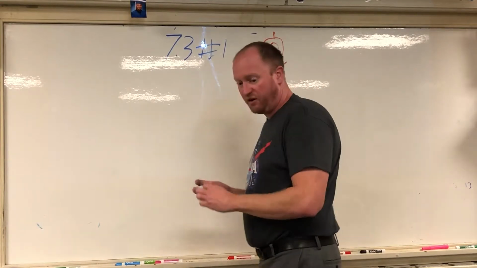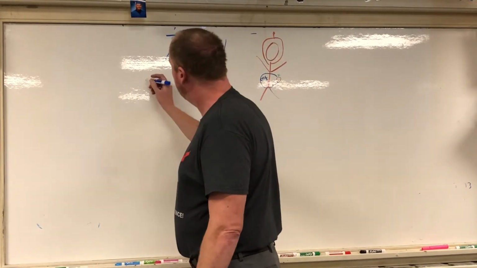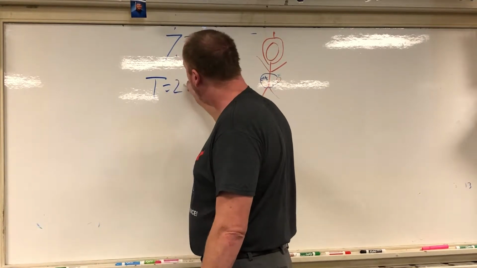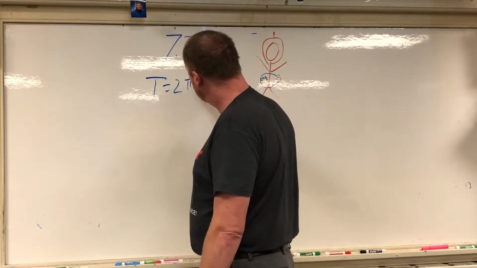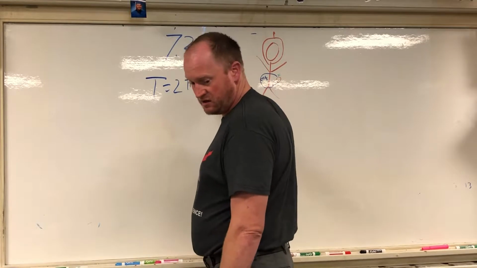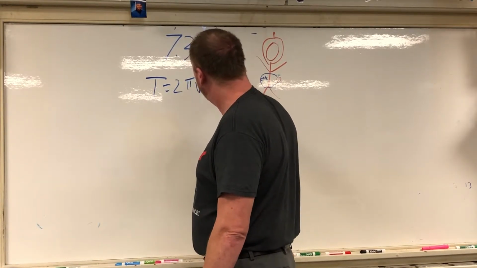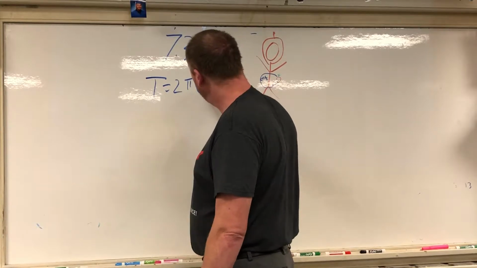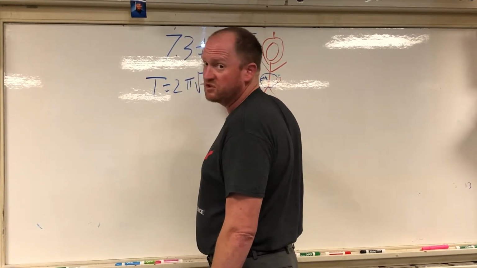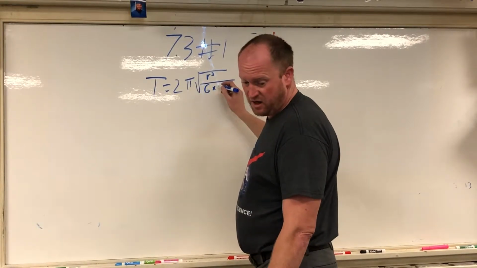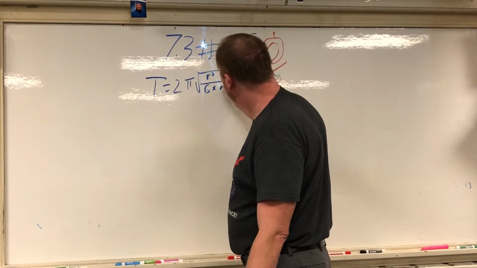So let's start out with our formula. T, which is the period, is equal to 2 pi times the square root of the radius cubed over big G, which is the gravitational constant, times my mass.